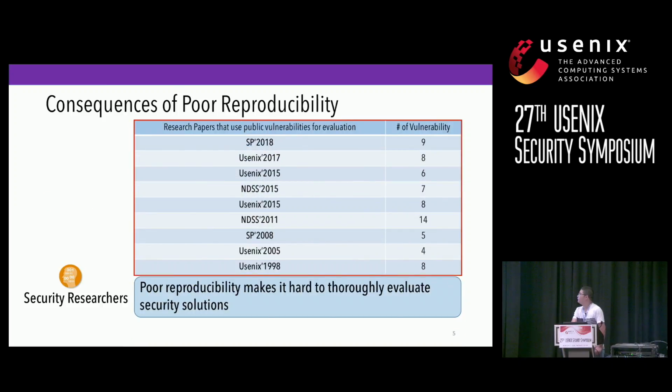In this figure, those top-tier conference papers use publicly reported vulnerabilities for evaluation. However, due to the significant manual effort, those works use fewer than 10 vulnerabilities to benchmark and evaluate their security solutions.